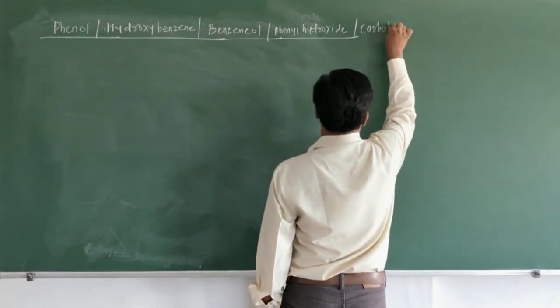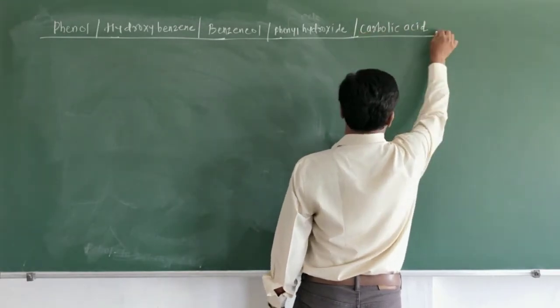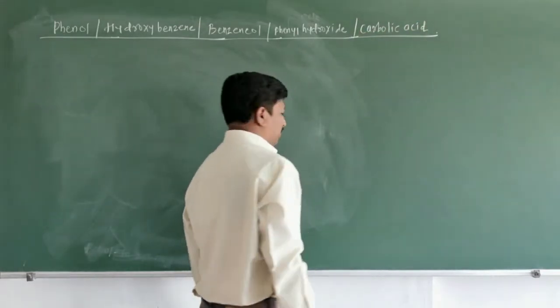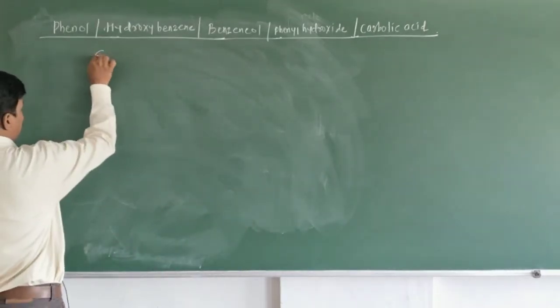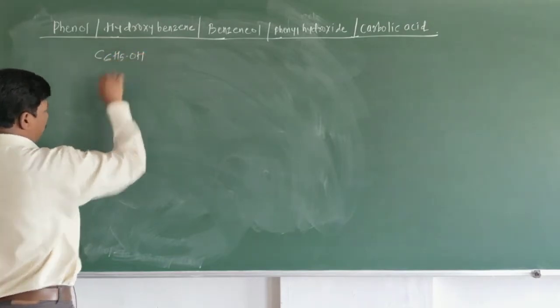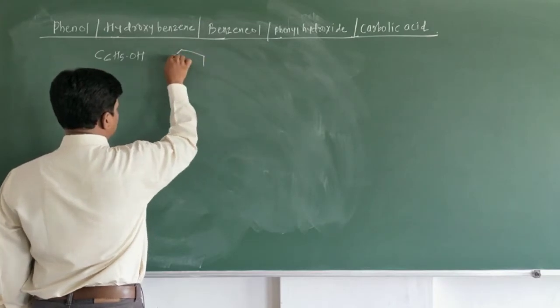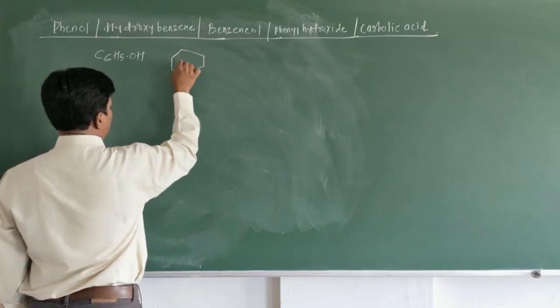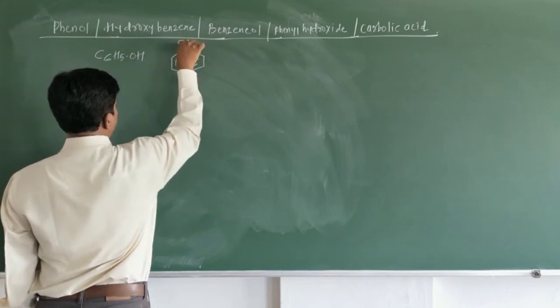Carbonic acid. Now here the molecular formula of phenol is C6H5OH, whereas its structural formula is the benzene ring, and on the benzene ring a hydroxy OH group is present.